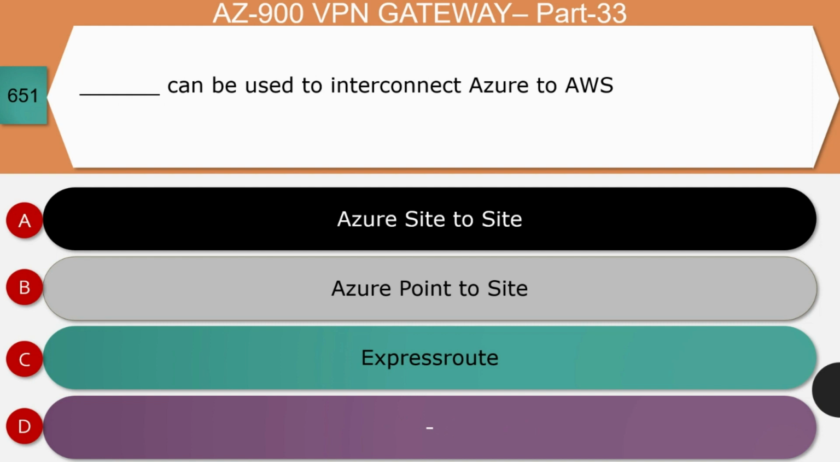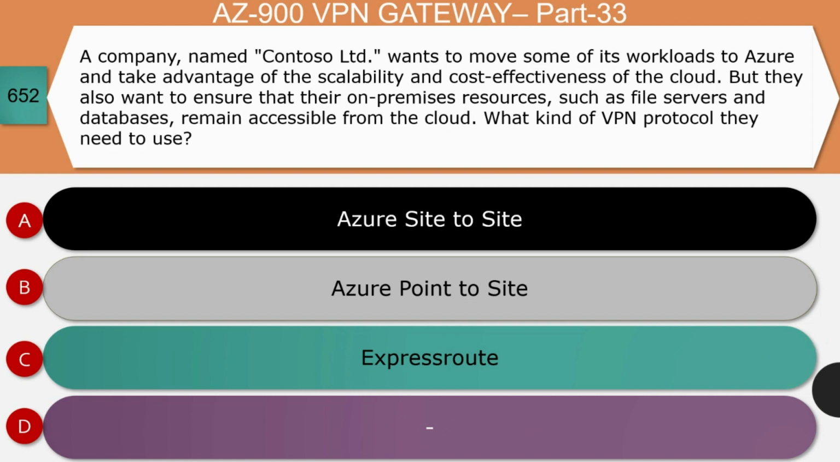Next is dash can be considered or used to interconnect Azure to AWS, that is connecting between two different cloud service providers. Is it Azure site to site, Azure point to site, or Express Route? Here the right answer for this question is point number C. Express Route can be used to interconnect Azure to other cloud service providers like AWS, Google Cloud Platform, and so on. And so Express Route is the right answer.